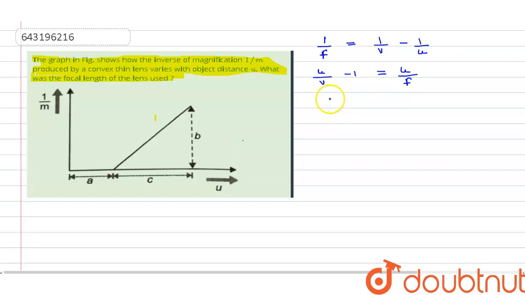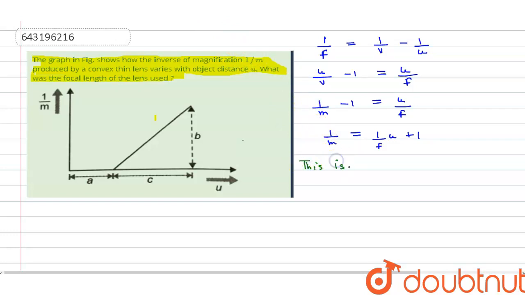Then u upon v is equal to 1 upon m. Then 1 upon m minus 1 is equal to u upon f, or 1 upon m is equal to 1 upon f into u, plus 1, which is the equation of a straight line.